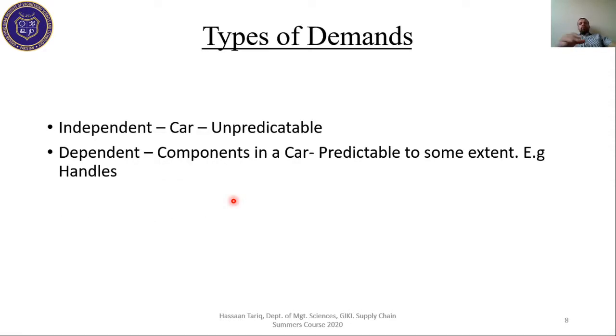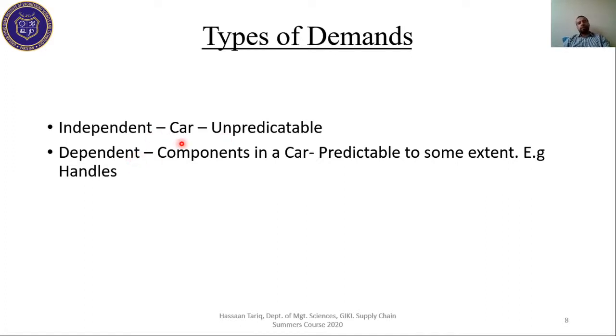So, people, before we move into the next bit, let's really discuss exactly what the types of demand are. We have two key types of demand. The first one is independent, which is more unpredictable in nature, and the other one is dependent, which is more predictable in nature.